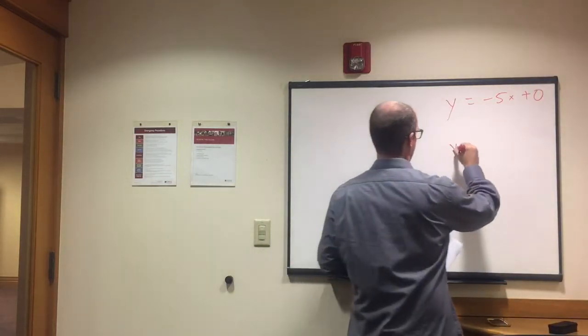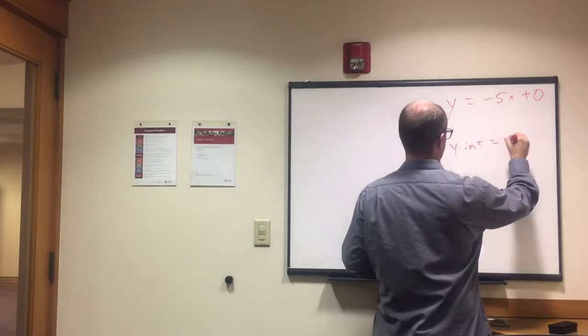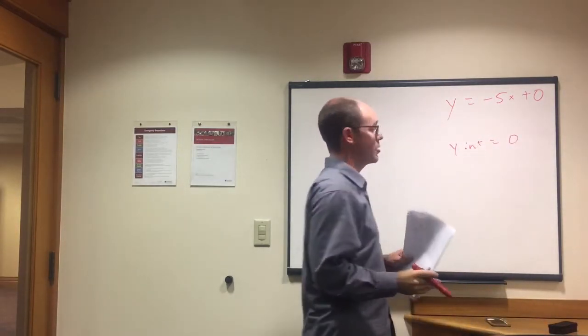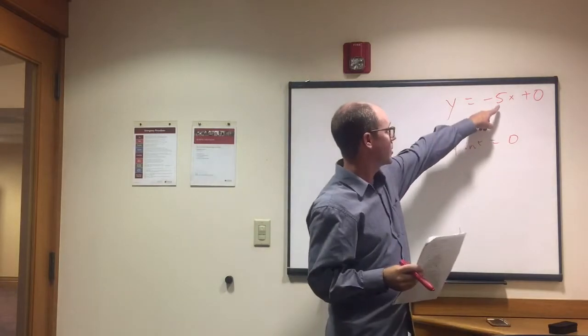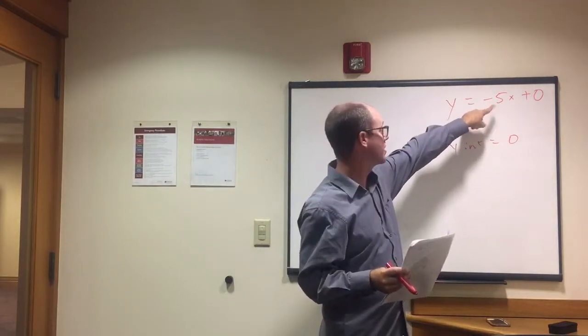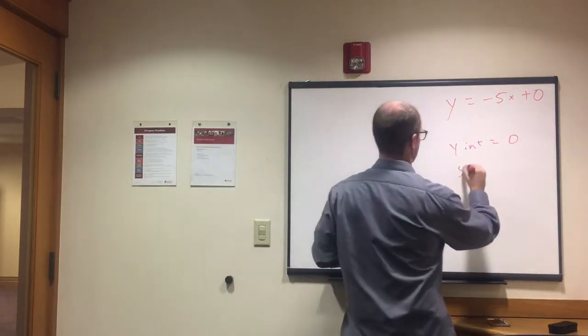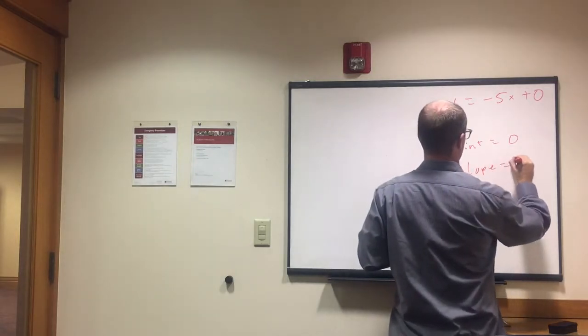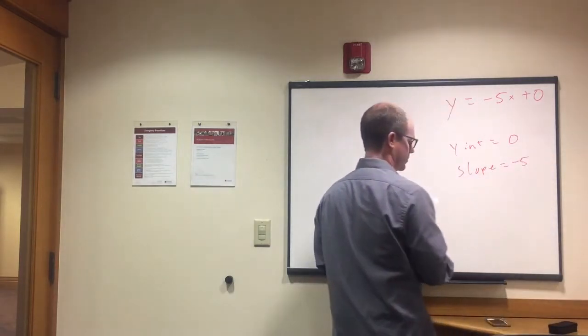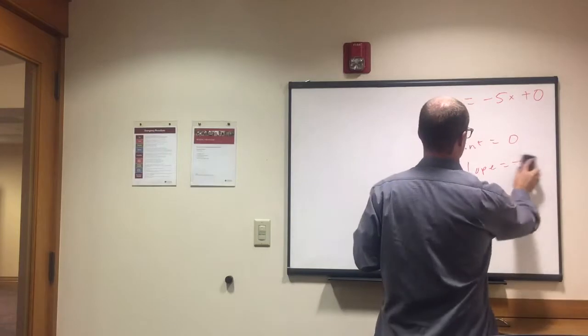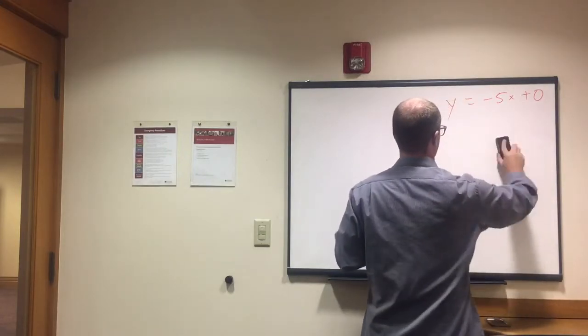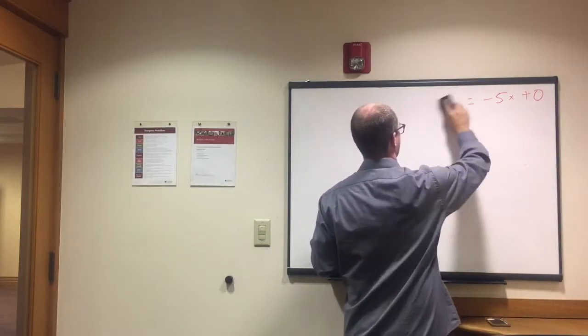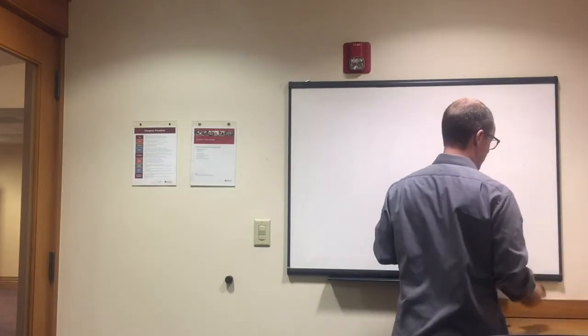Okay, so now we know y-intercept 0. What's the slope? Right, it's that number right before the x, right? Negative 5. Slope, negative 5. Okay. Not too hard. Some of you will get thrown by that y-intercept when they don't see it. That just means it's 0.